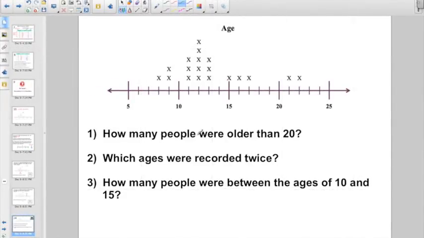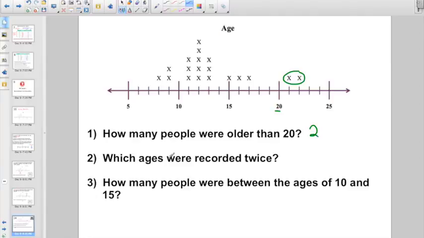They might ask you to use your organized data set now to answer questions like, how many people were older than 20? Well, right here is 20. How many were older than 20? I only have 2 X's there, so that must mean 2 people.